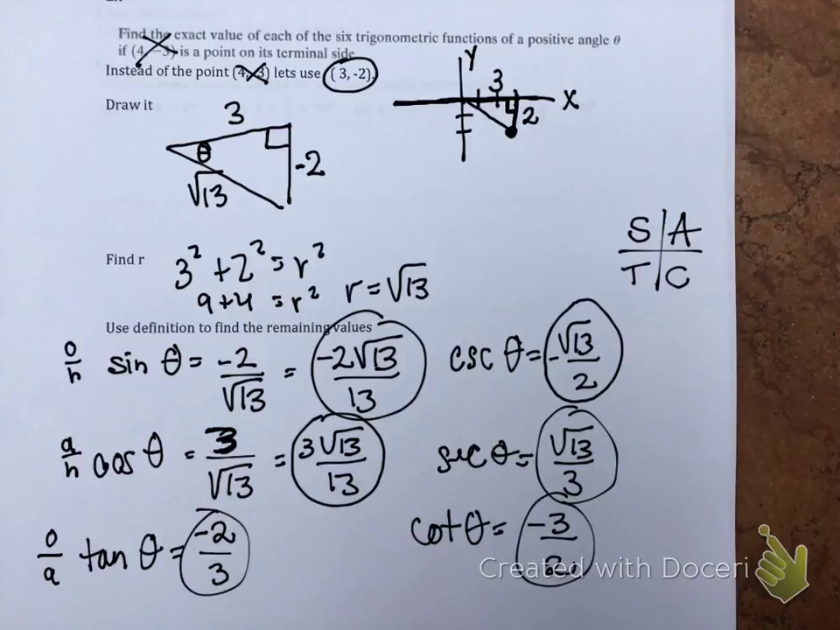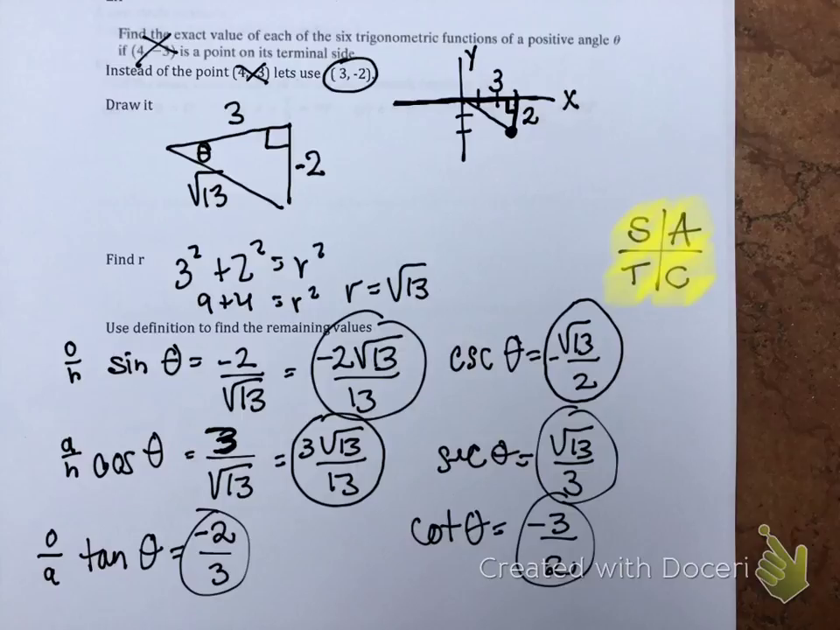So in quadrant 1, everybody's positive. In quadrant 2, sine and its reciprocal function cosecant are positive. In quadrant 3, tangent and cotangent are positive. In quadrant 4, cosine and secant are positive. The other functions besides quadrant 1 are negative.